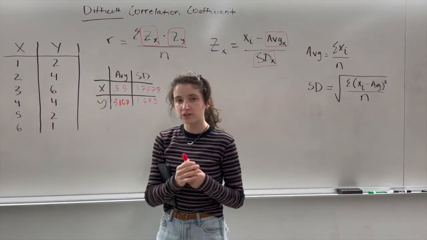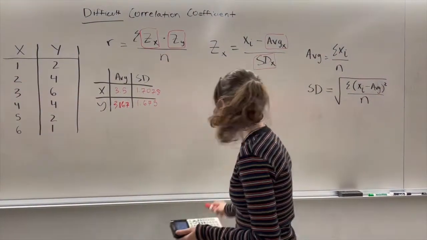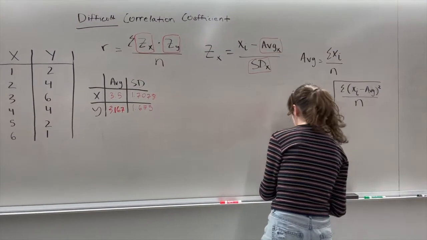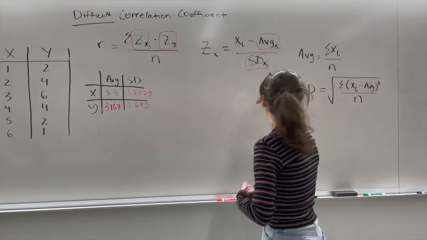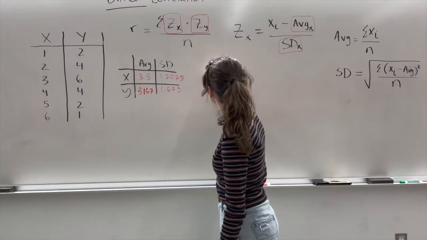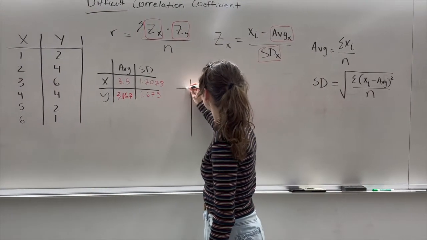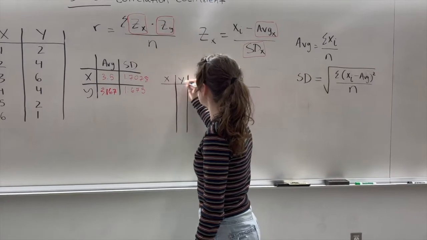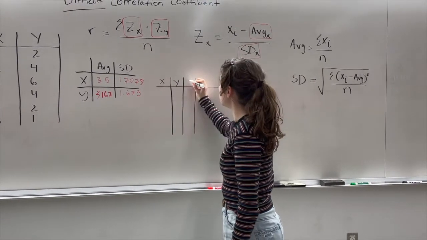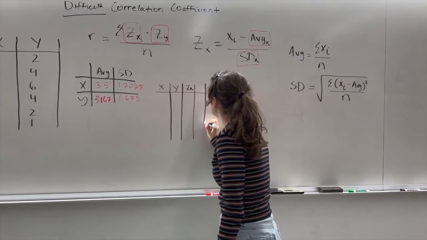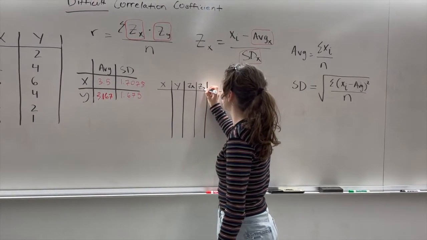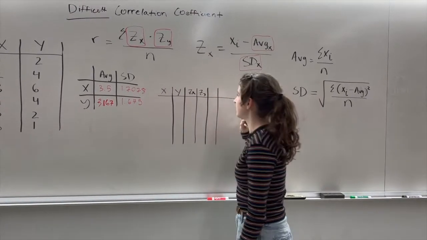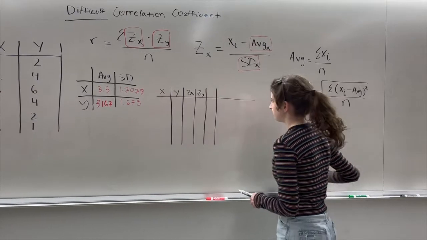And now that we're starting to calculate the z-scores, this is where I like to draw my second chart, which is you have your x and y, and then for each pair, you calculate your z-score for the x and your z-score for the y.